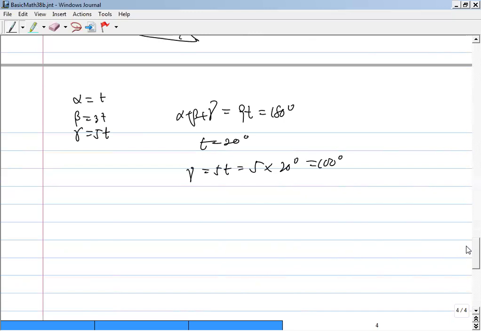Dun, dun, dun, dun. Favorite car. All right. Favorite car.